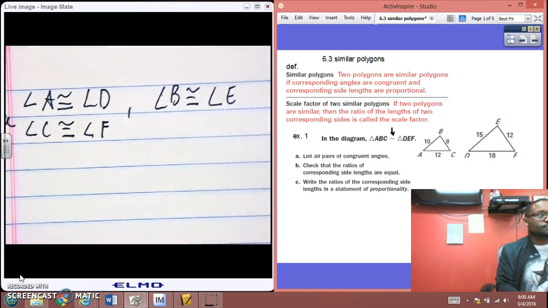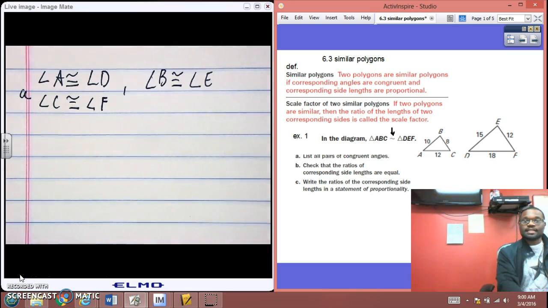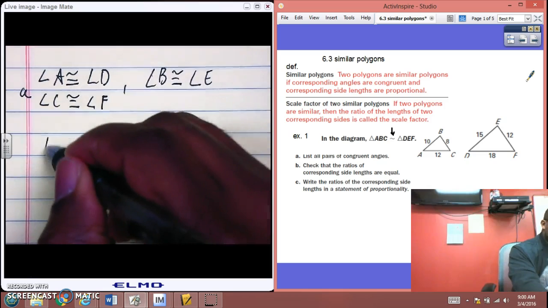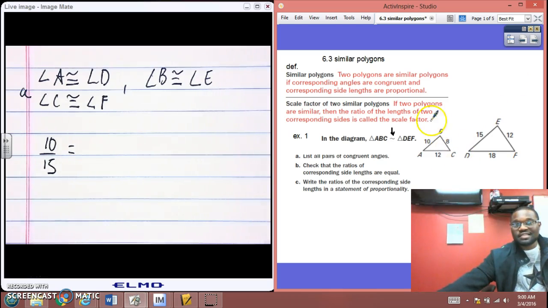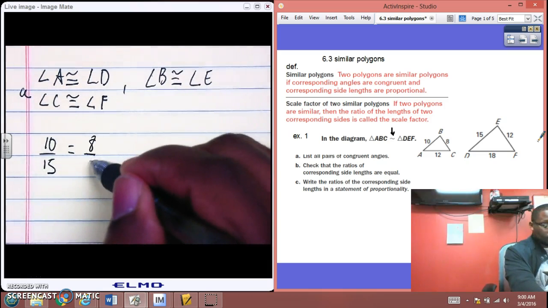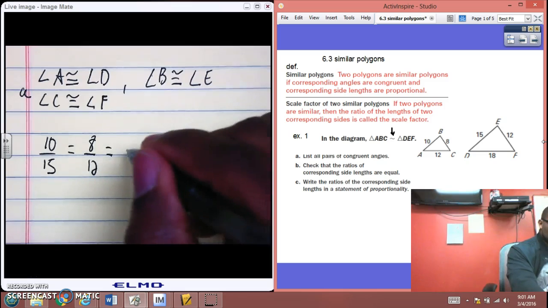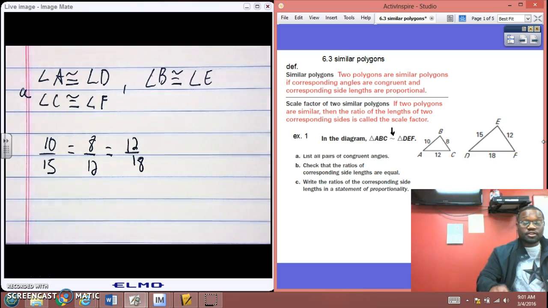All right, so now let's look at part B. Check that the ratios of the corresponding side lengths are equal. So the corresponding side lengths will be AB and DE. So how about we do 10 over 15? Let's see if that equals BC over EF. So that would be 8 over 12. And again, let's see if that equals AC over DF, which is 12 over 18. And these should all be equal.